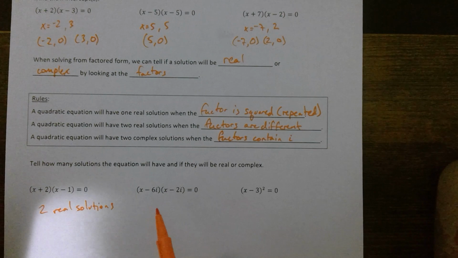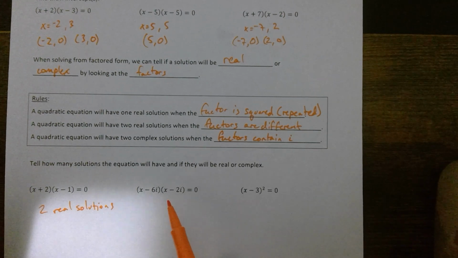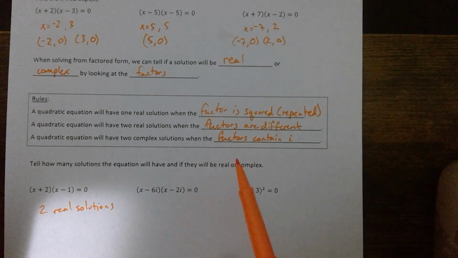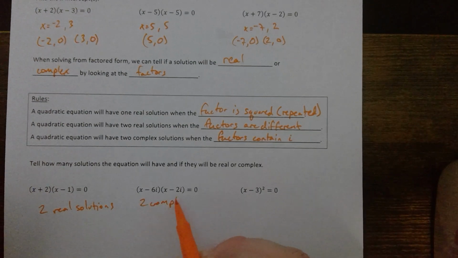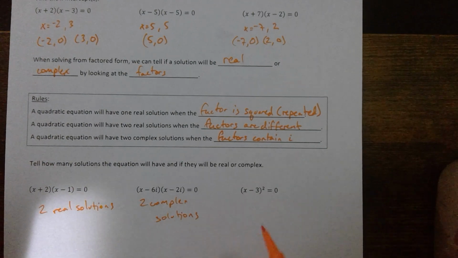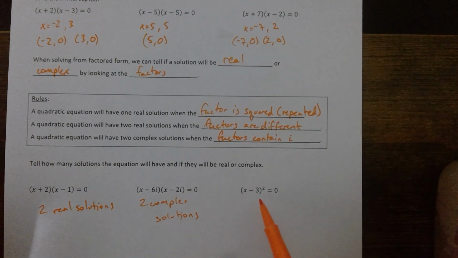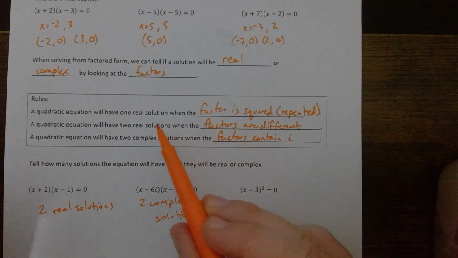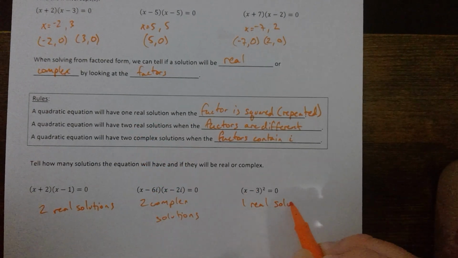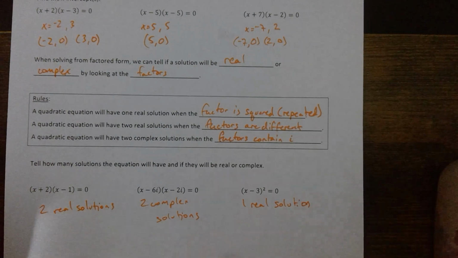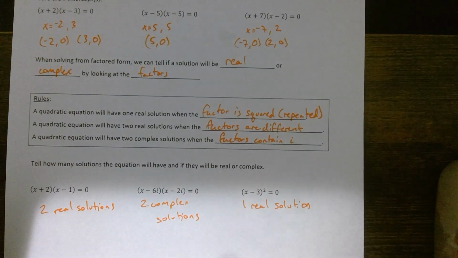Now, excuse me, our second example here has i in the two factors, which means that we're going to have complex solutions. Okay, so we look up here at our rules. Factors contain i, so that means two complex solutions. And then our third one here, we have x minus 3 in parentheses squared. So we see that our factor is squared, which tells us we're going to have one real solution. So just the one real solution. And that means that our vertex is going to be on that x-intercept, on the x-axis.